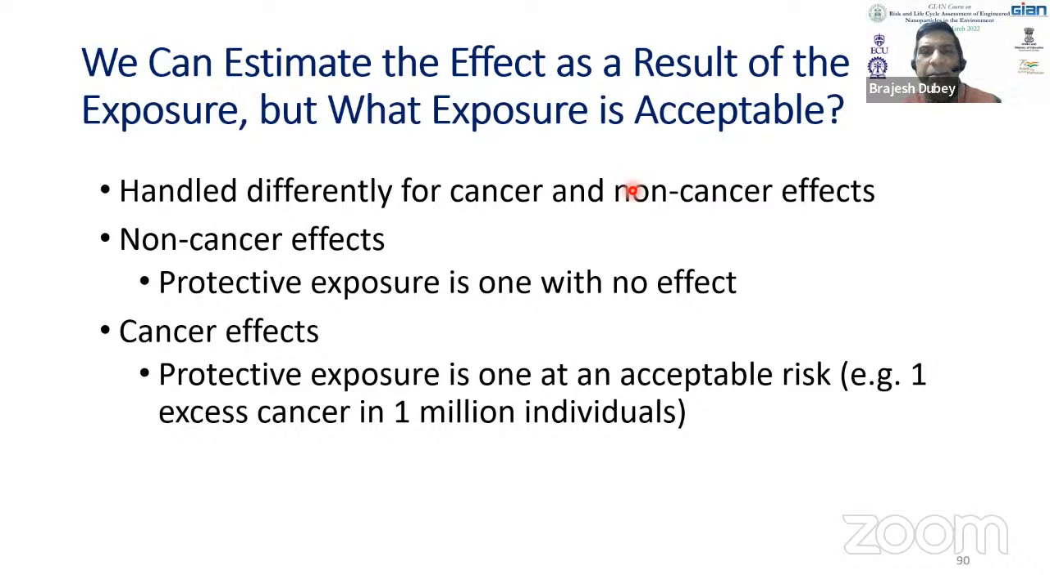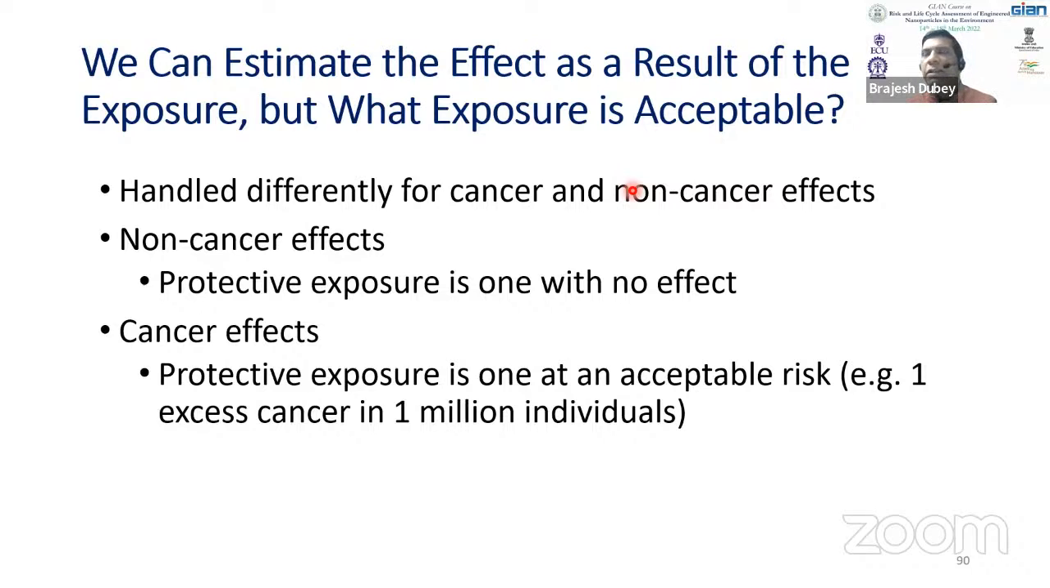So here we can estimate exposure. What exposure is acceptable for non-cancer? We try to find out the exposure which doesn't have any effect, no response. But in cancer, we say let's go for an acceptable risk of 1 in a million. So if I'm consuming 10 micrograms per liter of arsenic-containing water every day for my water requirement, there is a possibility that I may get cancer, where I can have one excess cancer in 1 million. So 1 in a million cancer risk, I can have that scenario.